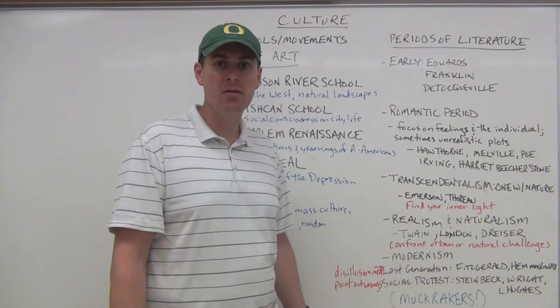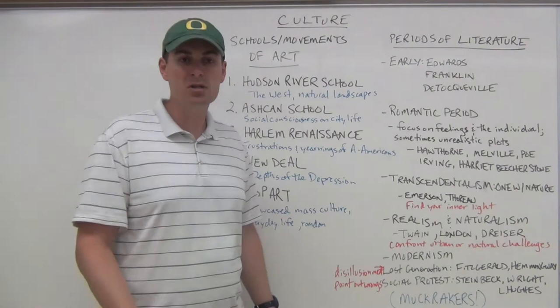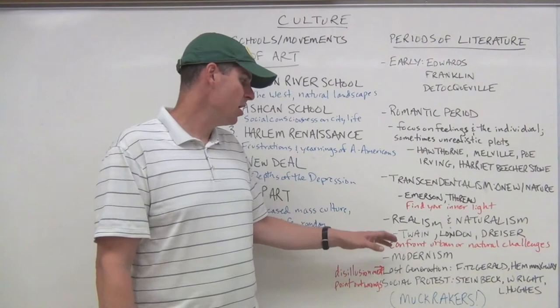Jack London had all these things about man versus nature and what's going on in the natural world. And Dreiser is going to confront urban challenges. Sister Carrie is frequently referenced as a book of the Gilded Age time period as well. So in terms of urban and frontier challenges, the realist and naturalist authors of the Gilded Age period are significant there.